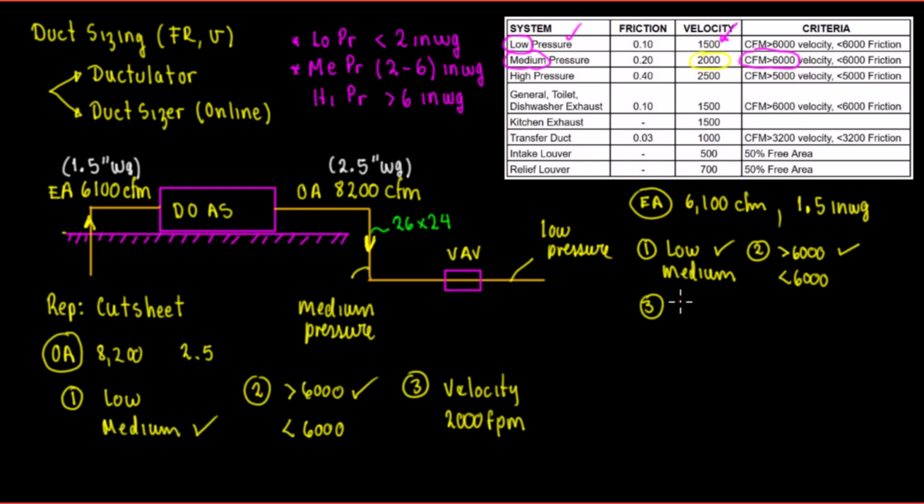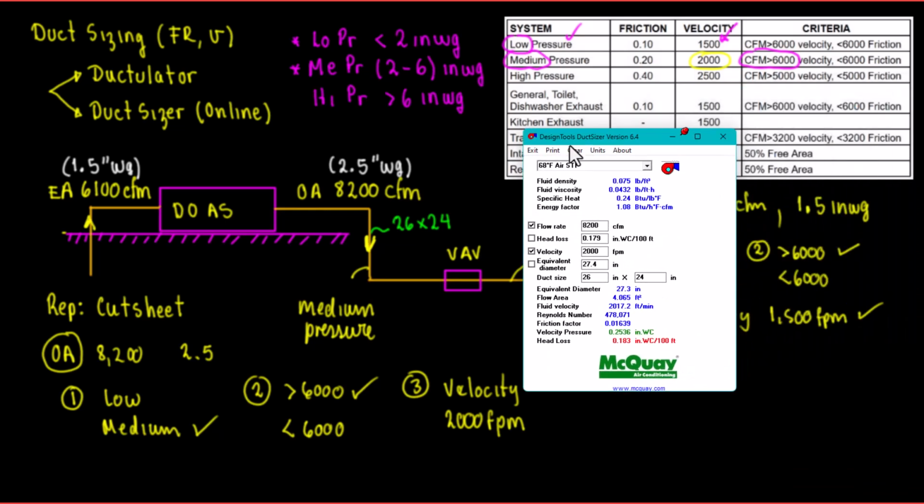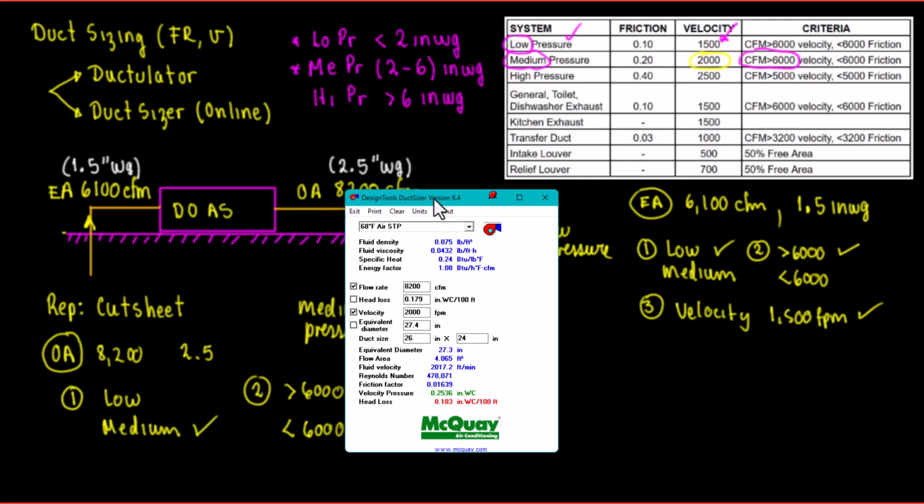I'm going to put this in yellow. So yellow is going to be here, velocity, okay. So the velocity is going to be 1500 FPM, feet per minute. Okay, so we did all of it. Okay, we do a third check mark, and we're going to size the duct. Okay, let's go to the duct sizer, or you can also go to your ductulator.